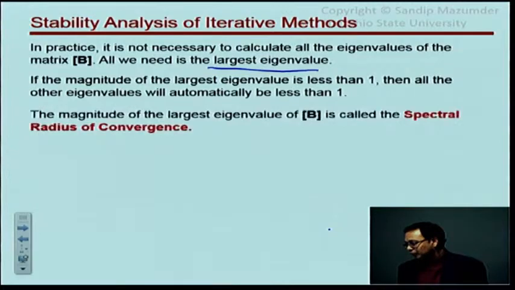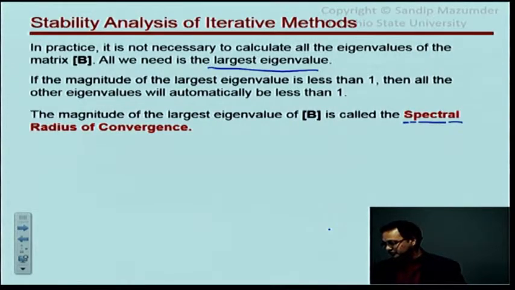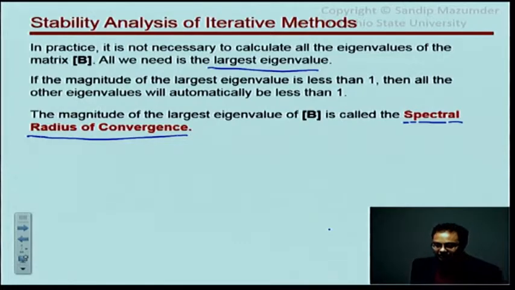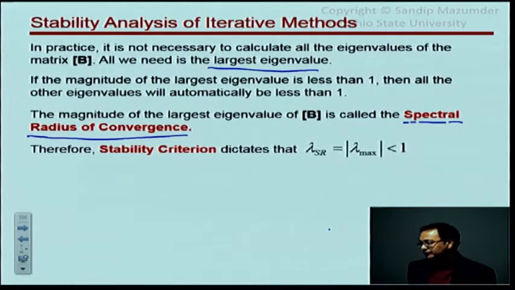So this largest eigenvalue is also known as the spectral radius of convergence. This is a very, very important term you will see in the numerical analysis literature all the time. People will say, oh, by preconditioning the matrix, we reduce the spectral radius of convergence. That basically means we reduce the largest eigenvalue.